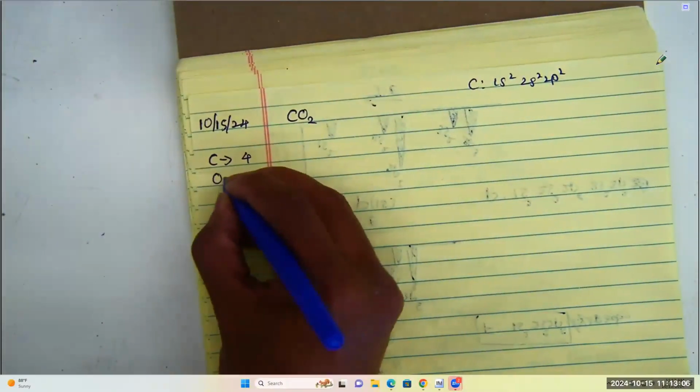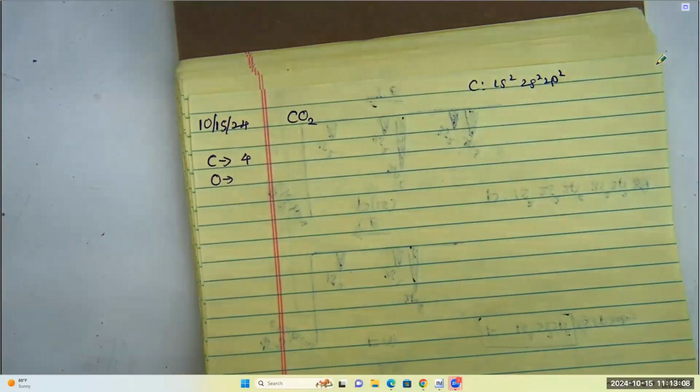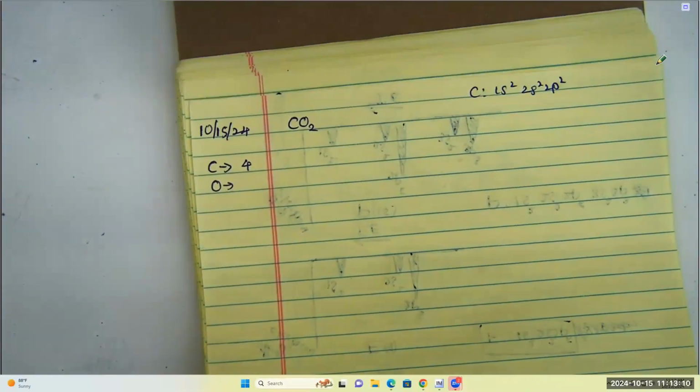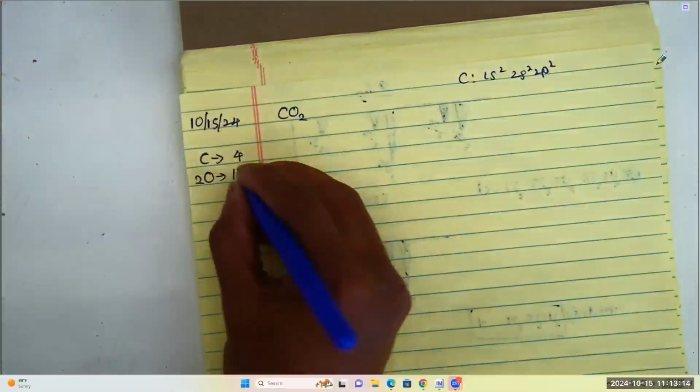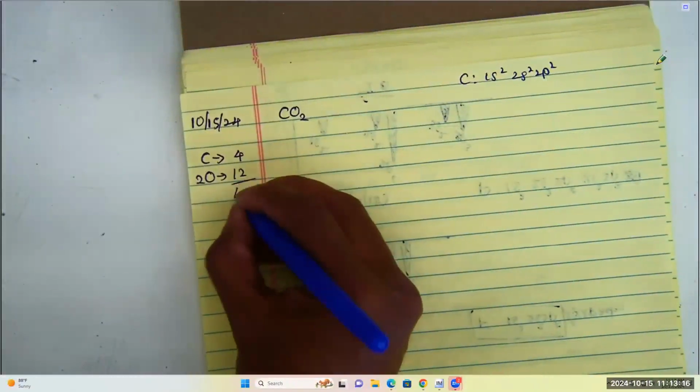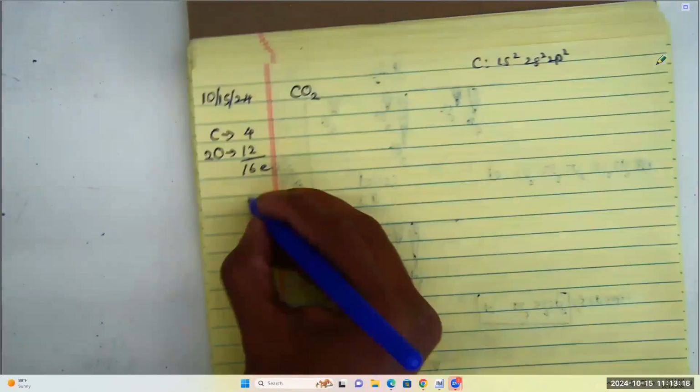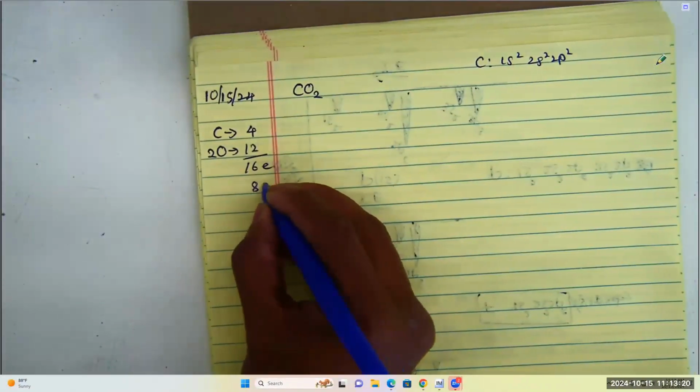Oxygen has how many valence electrons? 6. And you have 2 of them. Therefore, 2 times 6 is 12. Altogether, we have 16 valence electrons. That is going to make 8 electron pairs.